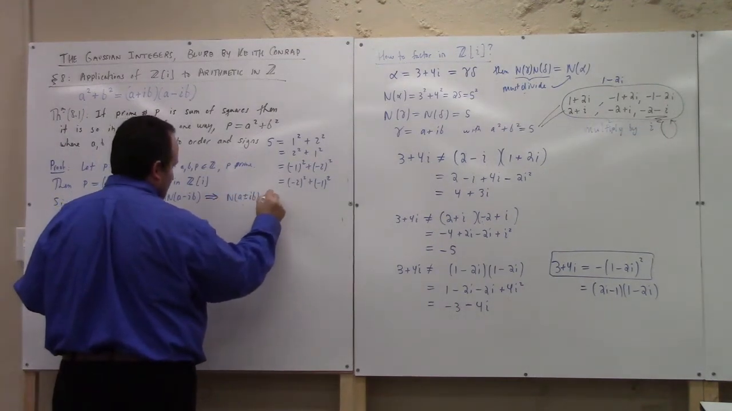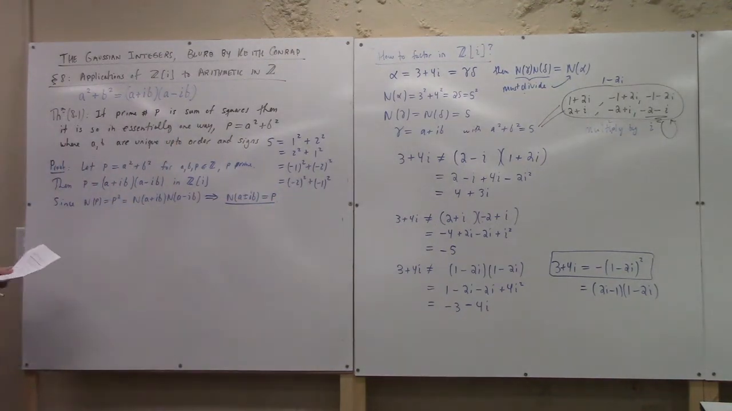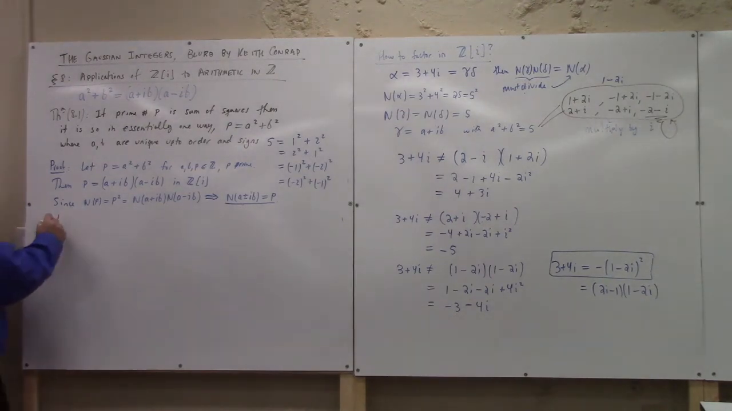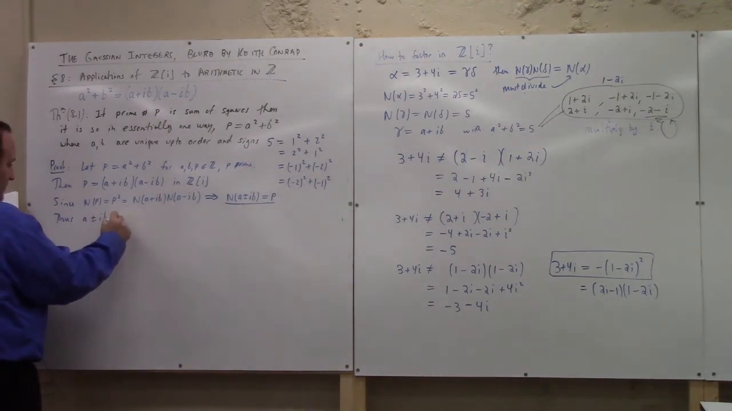They're equal to the same, and they're equal to P because P is a prime. So by the prime factorization, the unambiguous one in the positive integers we used at the start of this course, there you go. The norm of A plus or minus iB is P. What does that say? Thus, well, A plus or minus iB is prime, yeah?